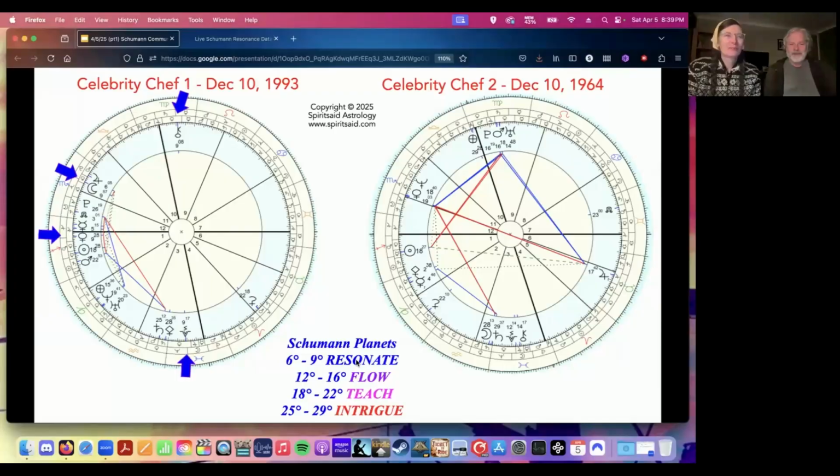All right, so he has 4 planets, and actually I think there's 5. I think I missed the Jupiter right here, which is in this range. There's 5 planets in the resonate zone. And the celebrity chef on the right, this right over here, has no planets in the resonate zone. Now, both of these are actually very famous and very well known. And if you're a Food Network person, you'll recognize them once we finally show who they are.